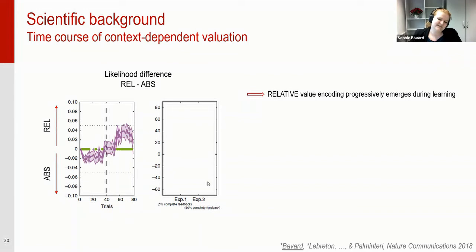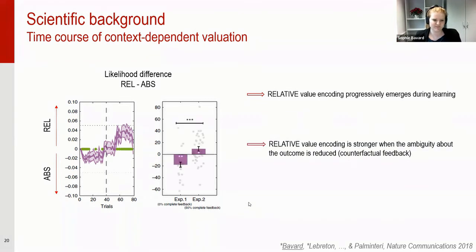And we tested, as I said briefly before, 2 different versions of the task. So in one of them, all of the trials were with partial feedback, so participants would only see the reward of the chosen option. And in experiment 2, in half of the trials, they could also see the reward of the unchosen option. And this is what we see. So when we compare the likelihoods in both of the tasks, we see that relative valuation is stronger in the second one, which is the one where participants had more information on the outcomes.